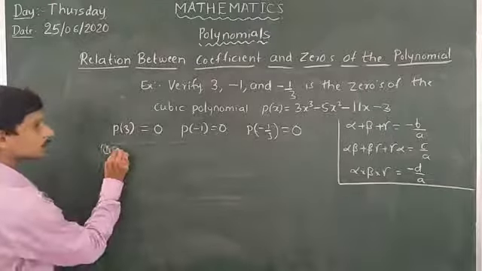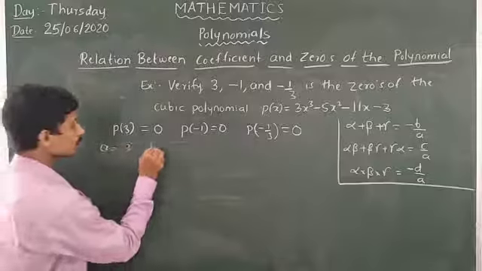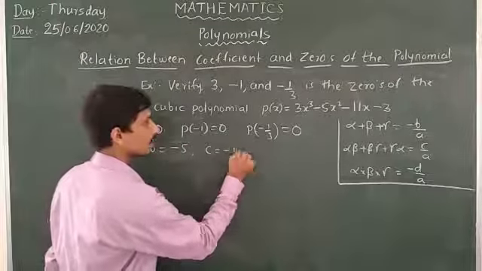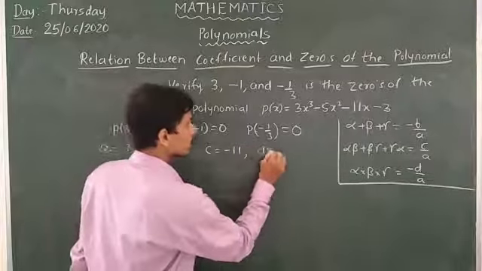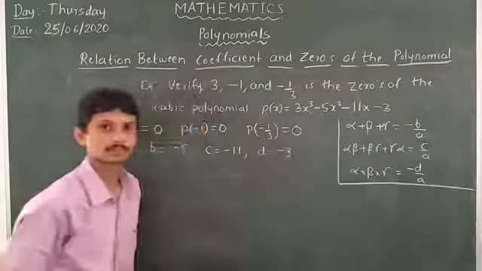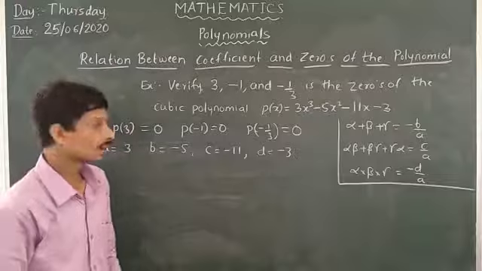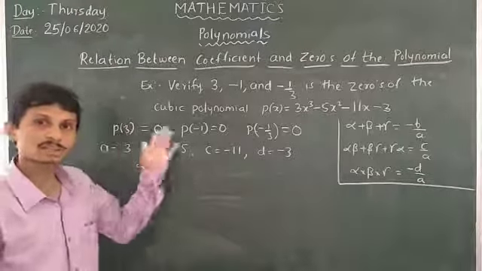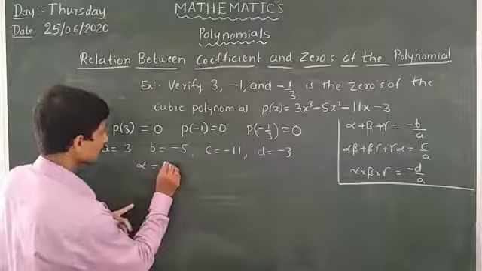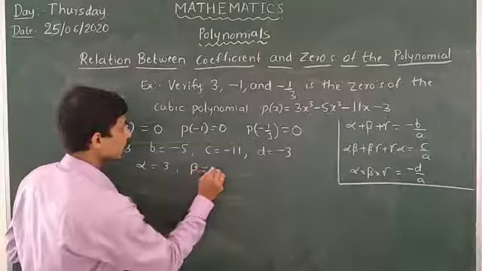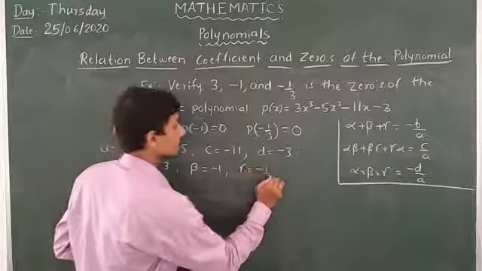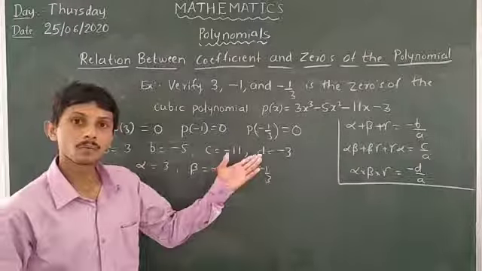So here a is equal to 3, b is equal to -5, c is equal to -11, and d is equal to -3. We have the zeros of the polynomial: alpha is equal to 3, beta is equal to -1, and gamma is equal to -1/3. So let us take them one by one.